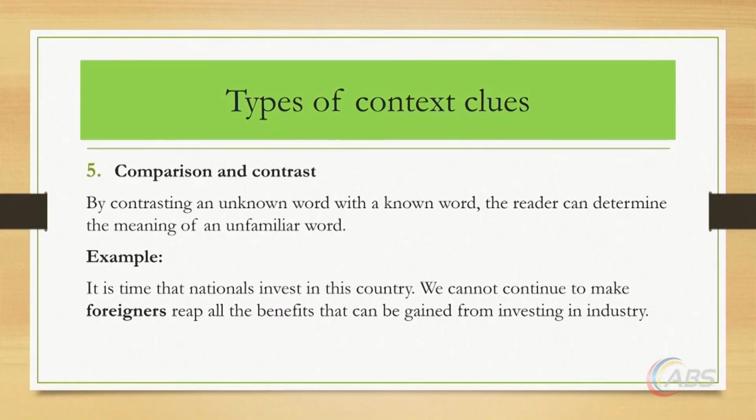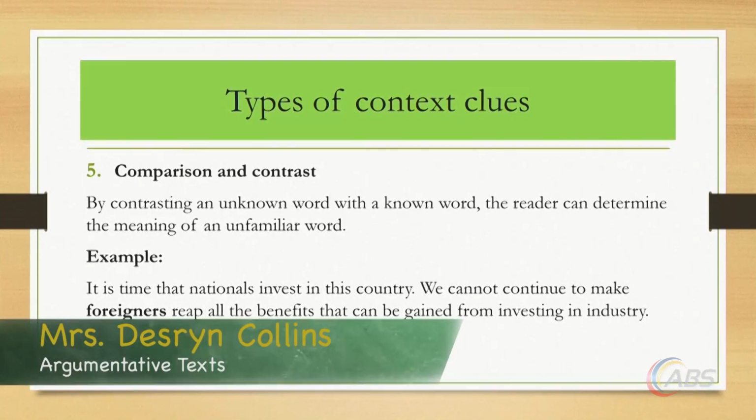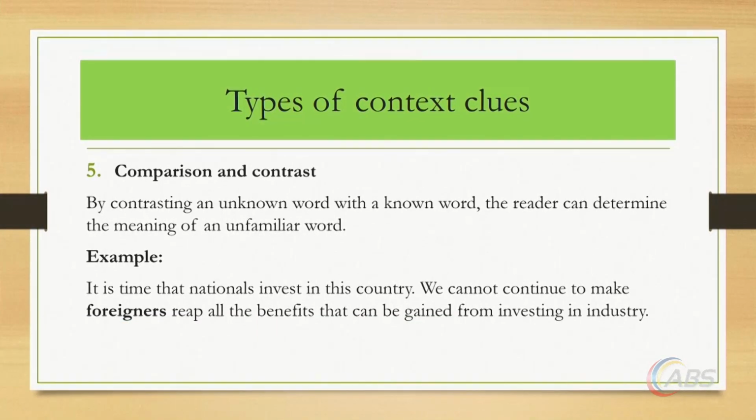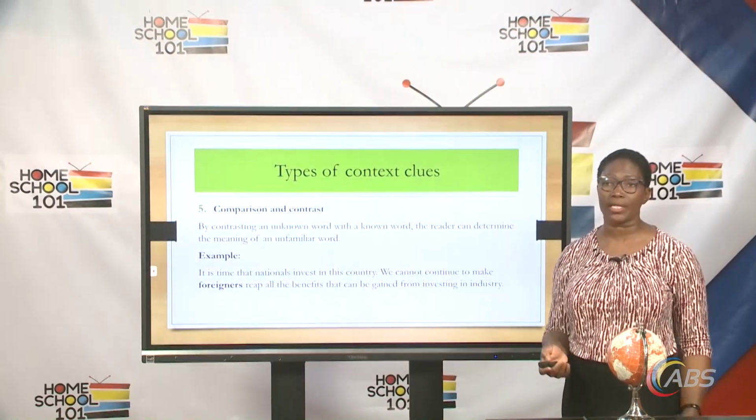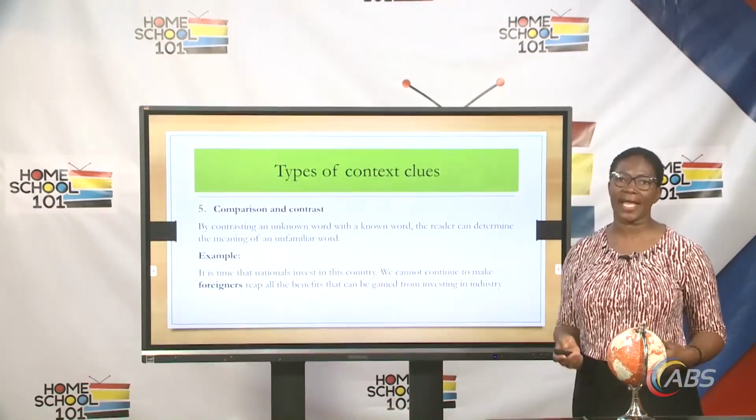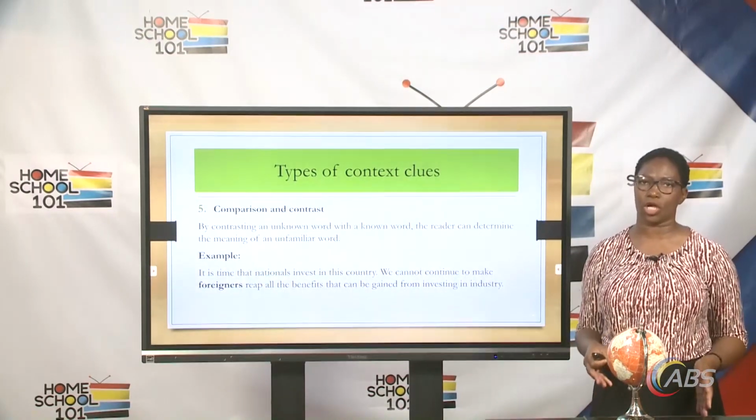By contrasting an unknown word with a known word, the writer can determine the meaning of an unfamiliar word. For example, it is time that nationals invest in this country. We cannot continue to make foreigners reap all the benefits that can be gained from investing in industry. Now, suppose foreigner was a word you're not sure about, but you know the word national, and you know a national is somebody who belongs to the country.